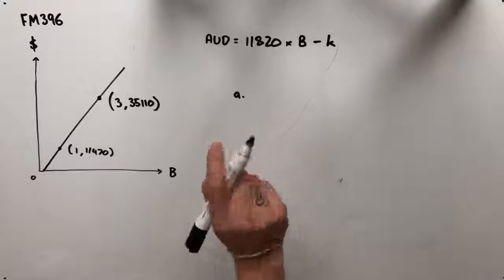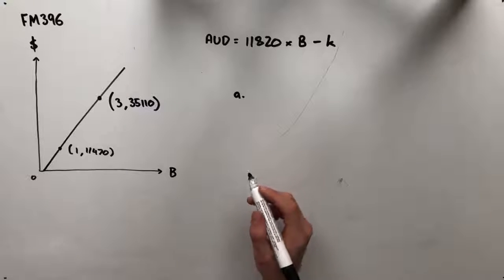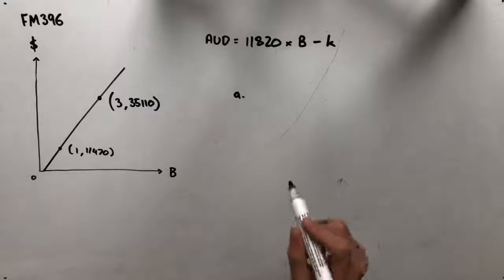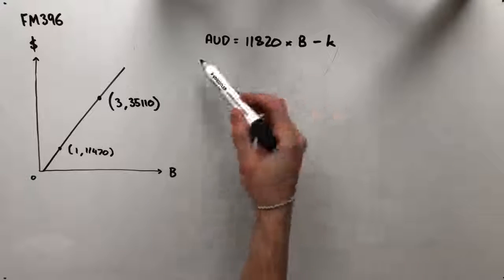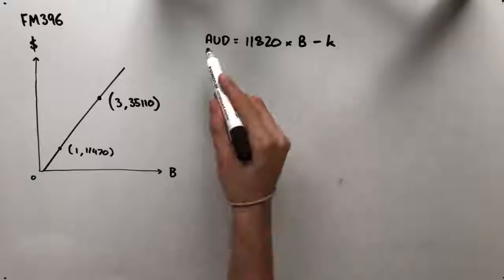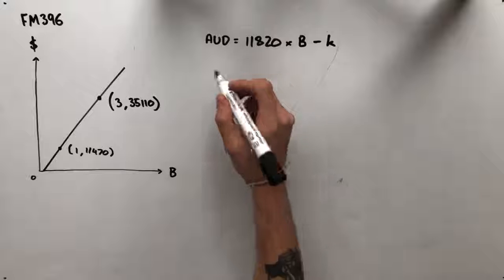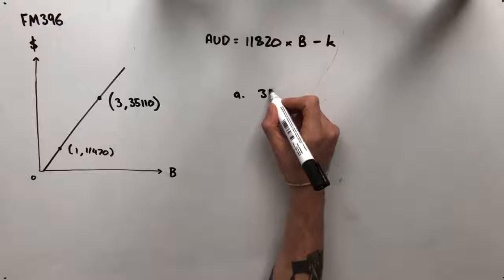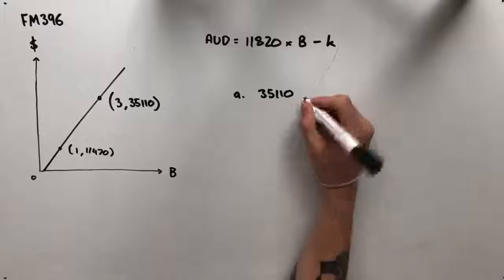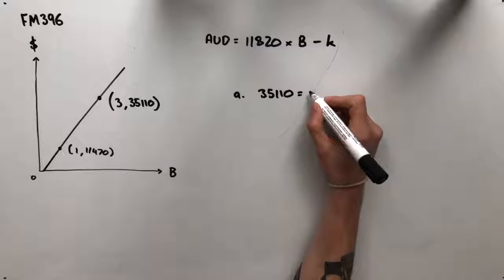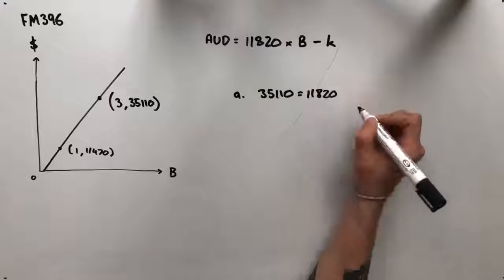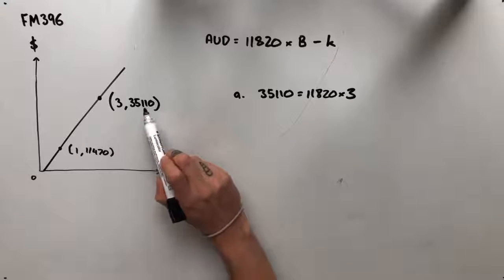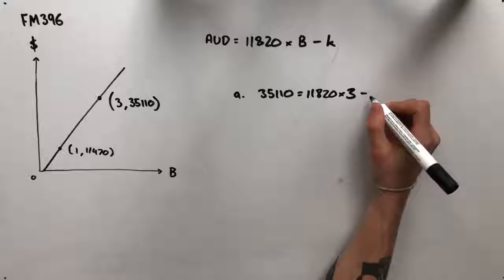Question A says use the point (3, 35,110) to show that the value of K is 350. So what we're going to do here is substitute these values into our original formula. In the place of the Australian dollar, we're going to place that 35,110. That's going to be equal to 11,820 times Bitcoin, which is 3. So replacing 35,110 into there, 3 into here, minus K.